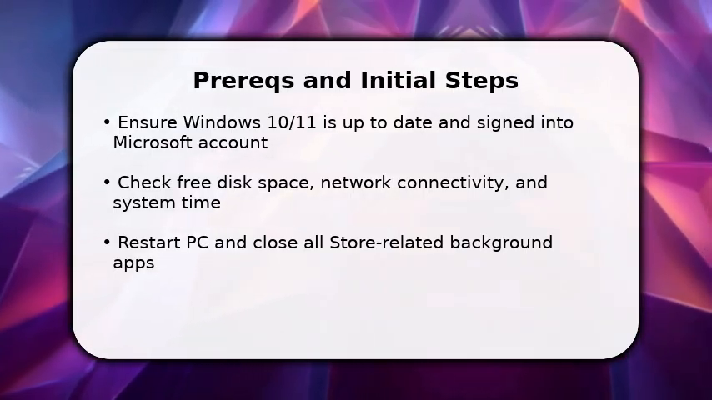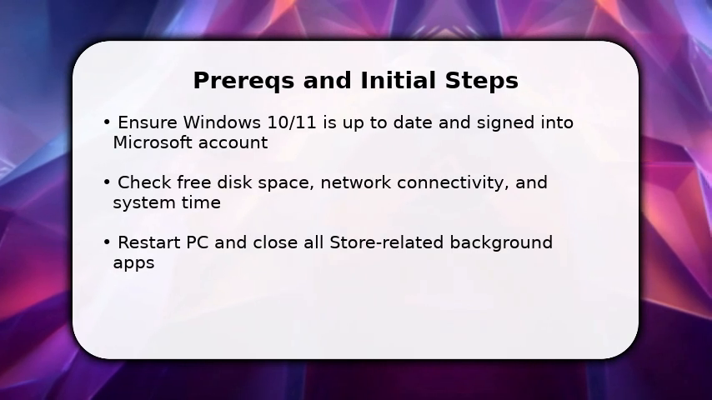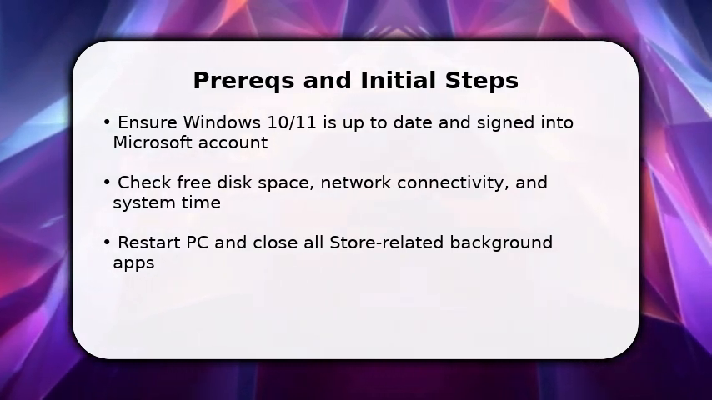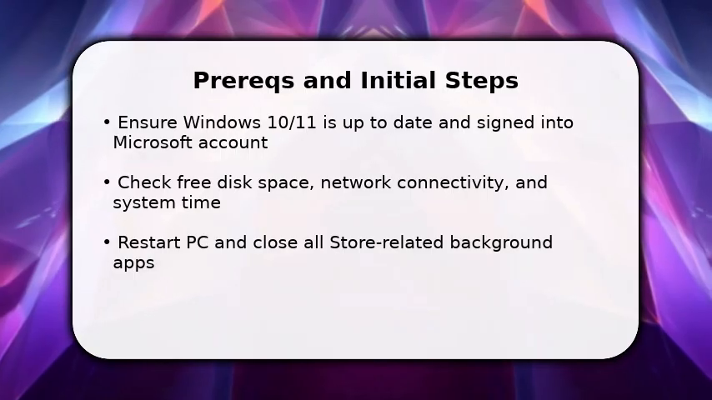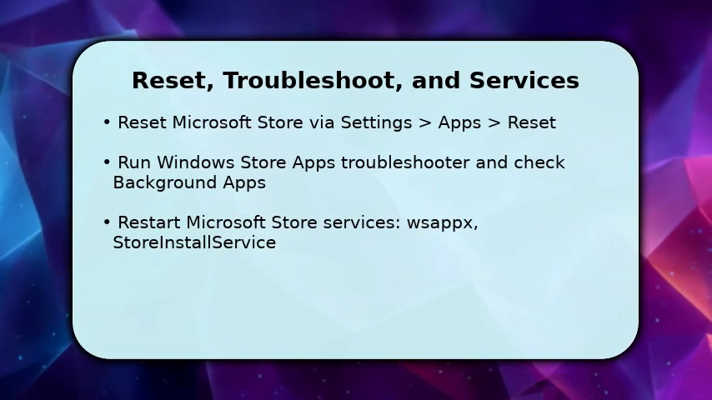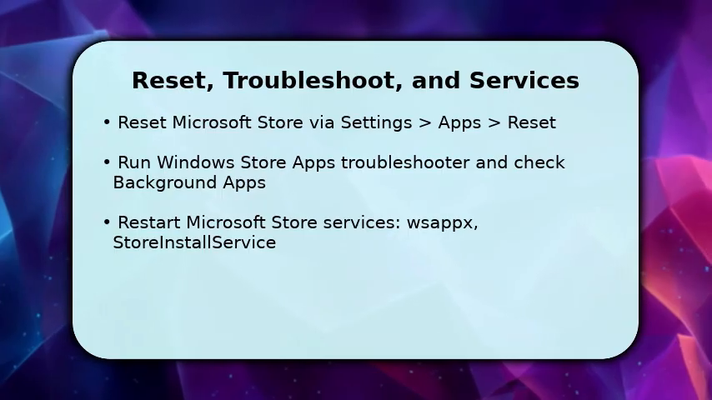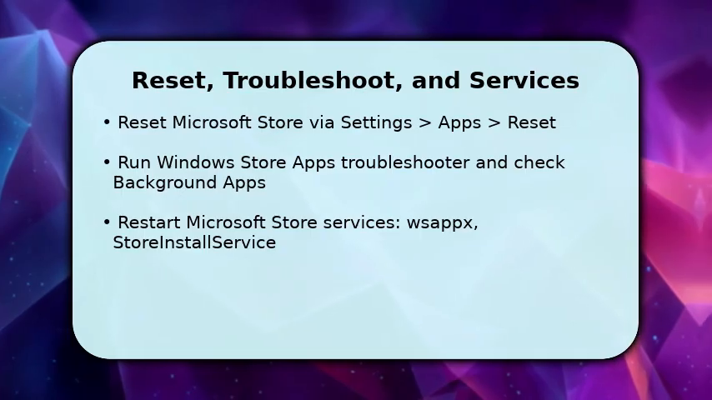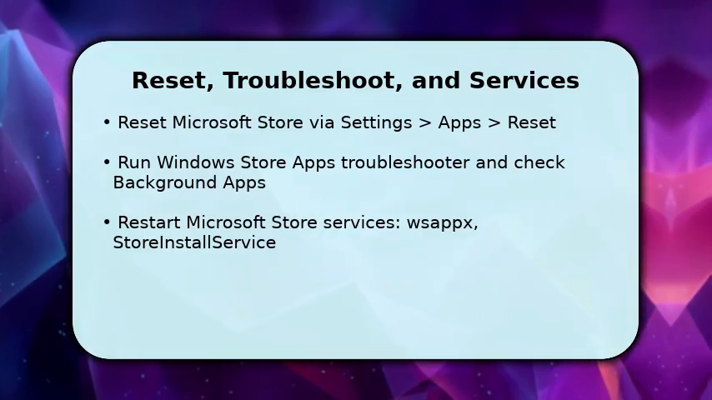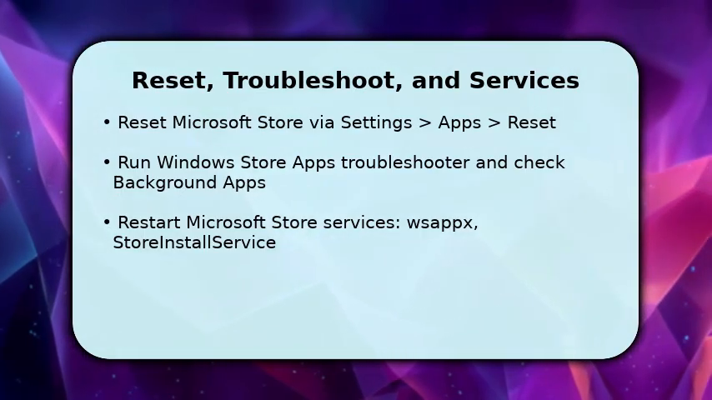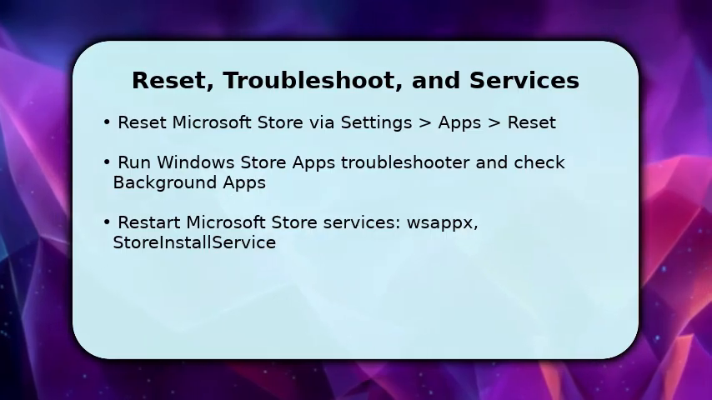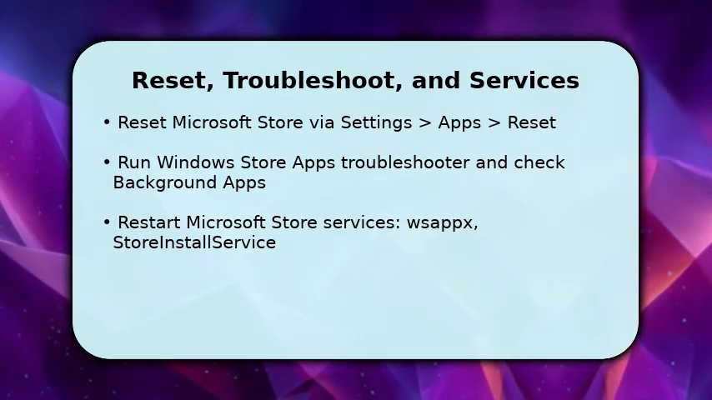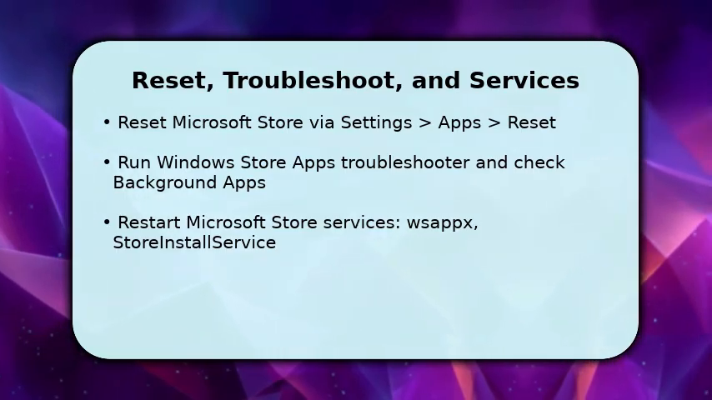Next, you'll perform targeted repairs. Reset the Microsoft Store app from settings to clear corrupted cache and data. After that, run the built-in Windows Store app's troubleshooter to detect permission or license issues. Follow its recommended fixes. Make sure background apps are allowed if needed, then open services to restart store-related services like Store Install Service and WSAPPX. These actions address common failures where updates fail due to locked files, service hangs, or corrupted local data.